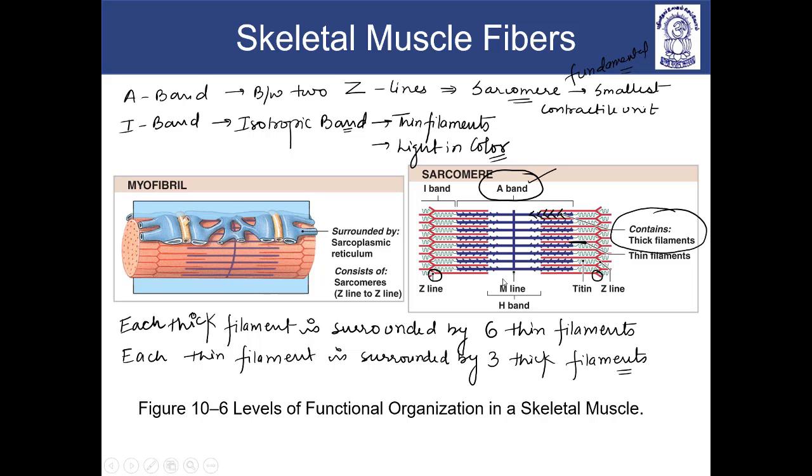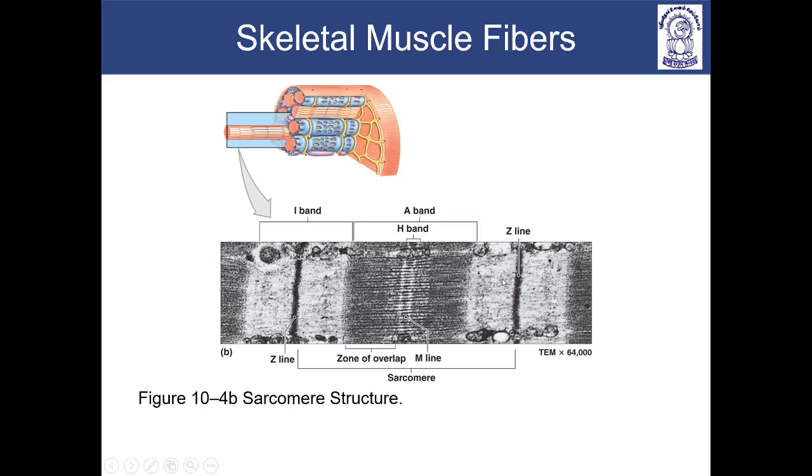Now this is the anisotropic band. This is the I band or isotropic band. So the Z line basically divides the I band into half region. That is known as what? It is I by 2. This is I by 2. So basically between two Z lines is the sarcomere. So sarcomere is basically equivalent to I by 2 plus A plus I by 2.